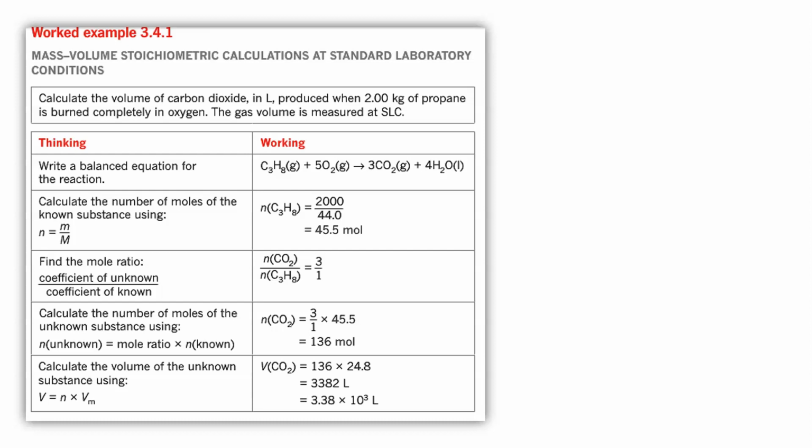So the first example that we're looking at with this one is mass volume stoichiometric calculations at standard laboratory conditions. Okay, so it's told us straight away that we are at SLC. We want to find the volume of carbon dioxide. So we want to find V of CO2 in litres, produced when 2 kilograms of propane is burned completely in oxygen. Again, we have complete combustion. We're going to need our balanced chemical equation, same one as before. We need to find the number of mole of propane.